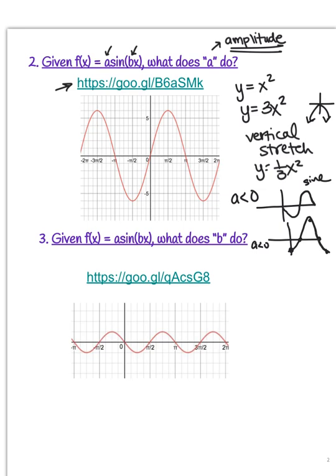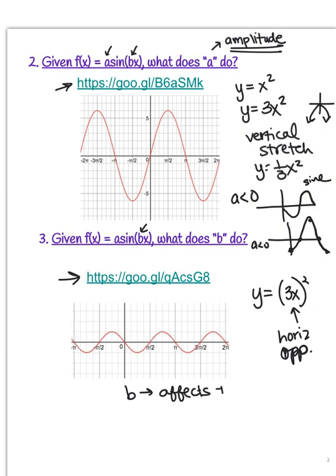Okay, so now the question is, what does B do? Well, B is on the inside of the function. So if you remember when we had something like this, that had something to do with the horizontal stretch or shrink, and I think you probably remember it was the opposite. So please go to this site right now, play around with B, move it left and right, and see what happens, and then come back. Okay, so hopefully you can see that B actually affects the period of the graph, or horizontal stretch and shrink.